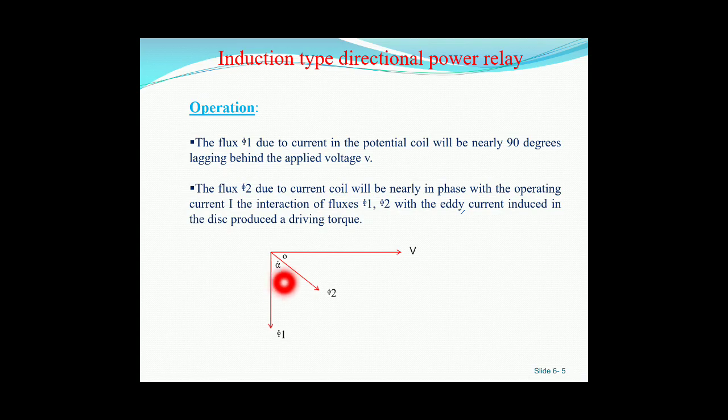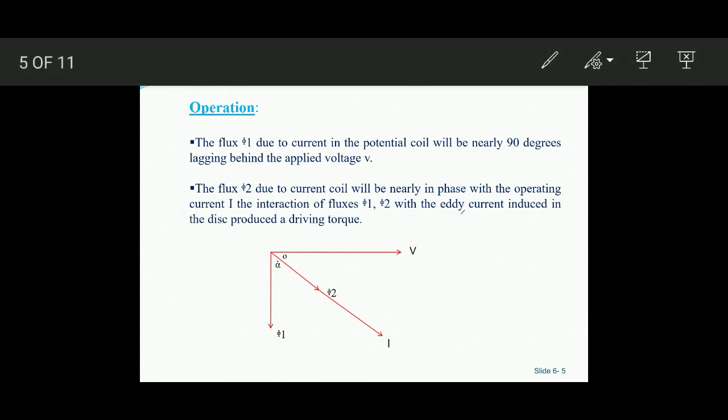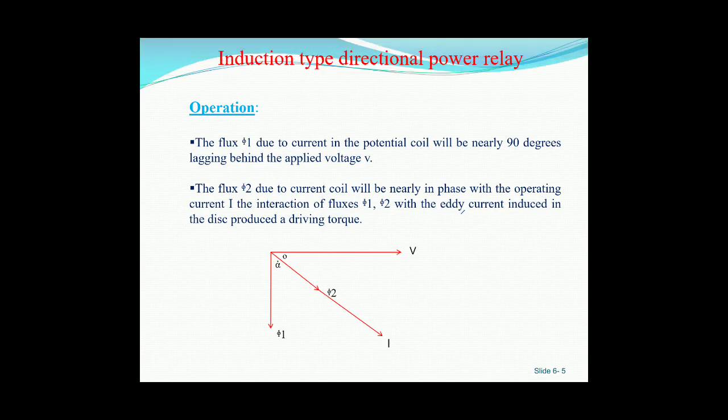The angle between phi 2 and V is theta, and the angle between phi 2 and phi 1 is alpha. The current I will be in phase with phi 2. The interaction of the fluxes phi 1 and phi 2 with the eddy currents induced in the disc produces the torque.